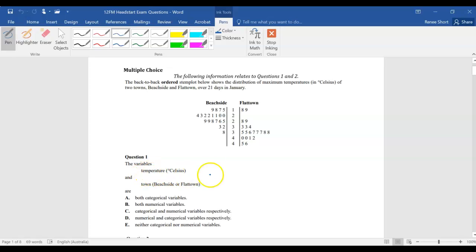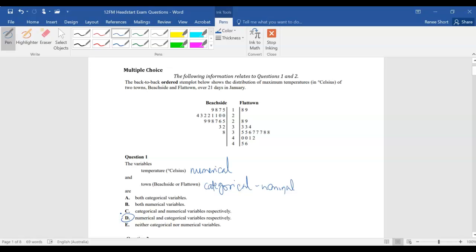This question here, so temperature, because that's something that we can measure, like how much, how many. So this is definitely a numerical variable for us. Okay, and if we're talking about the town here, then Beachside or Flattown, that's a categorical variable. And to be more precise, this would actually be nominal because they're not ordered, they're just two different towns. So the answer to question 1 then is going to be D.